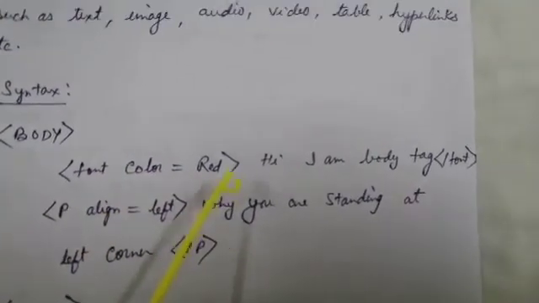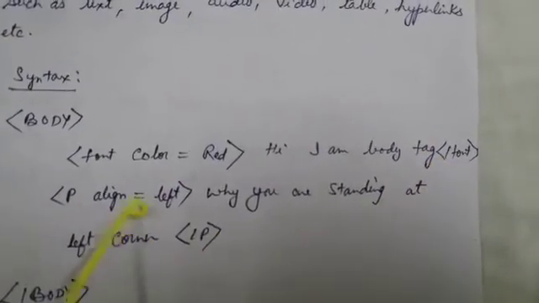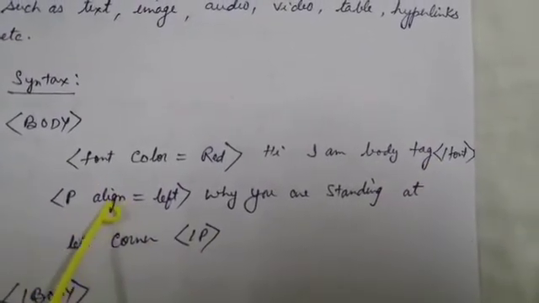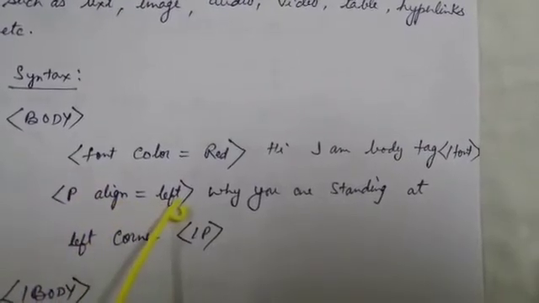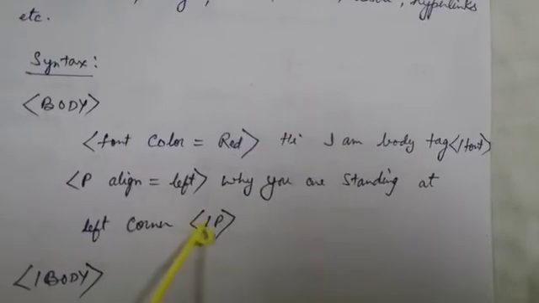So font color is equal to red, and then the contents are written and font end. Then P for paragraph, with align, one of its attributes, equal to left, the value of that attribute, then the contents, and then P end, and then body end. This is how we write.